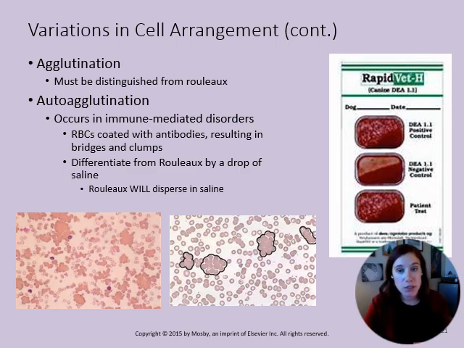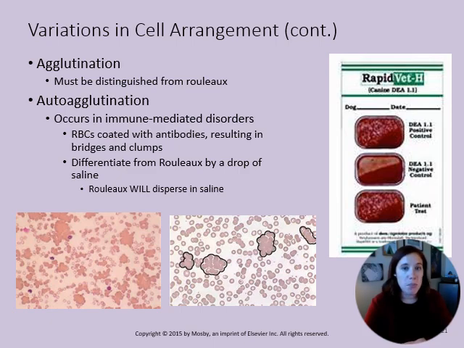Speaking of agglutination, there are variations in that cell arrangement as well. We can see agglutination. This must be distinguished from rouleau. Okay, so agglutination is like a glob, not like stacked coins, where it's kind of a smooth stack. Agglutination is like clumped together, like a mold.